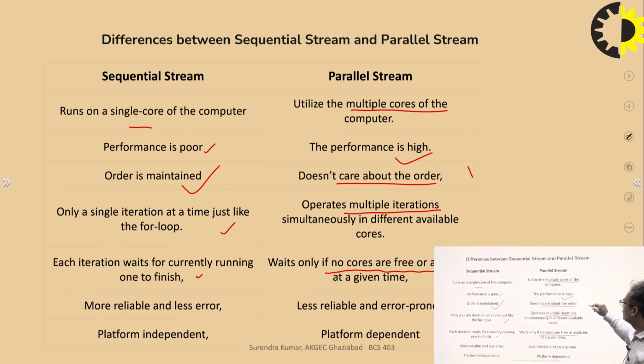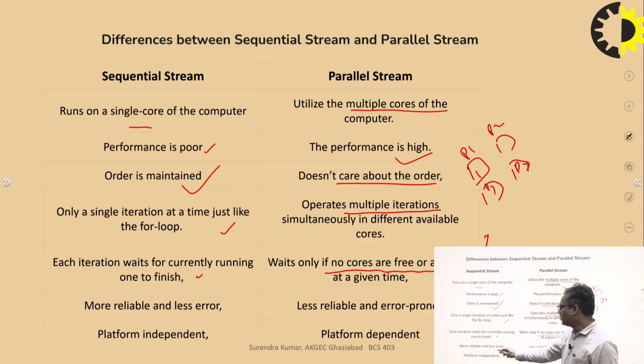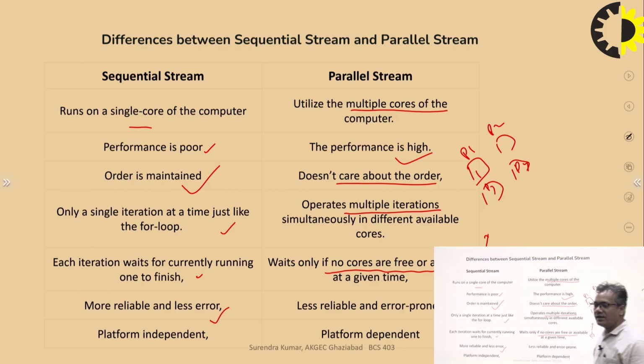For example, 4 core, आपके चारों कोर भर गए हैं, तब पांचवा जो प्रोसेस होगा P5 वो वेट करेगा, राइट. अदरवाइज P1, P2, P3, P4 पहले काम करेंगे. मोर रिलायबल एंड लेस एरर. रिलायबल है क्योंकि आपको जो रिजल्ट मिल रहे हैं वो सीक्वेंस में मिल रहे हैं 1 by 1.